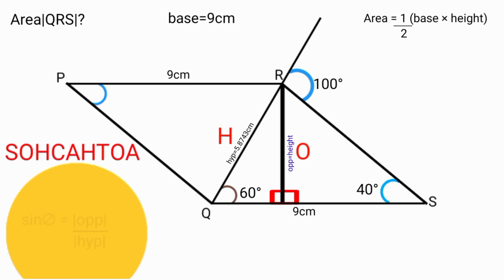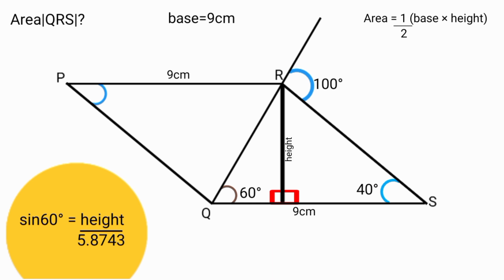So SOH means sine theta equals opposite over hypotenuse. Theta is 60 degrees, opposite is the height, and hypotenuse is 5.8743. So sine 60 degrees equals height over 5.8743. Making height the subject of the formula, height equals sine 60 degrees times 5.8743. Sine 60 degrees times 5.8743 is 5.0873. So now height equals 5.0873.